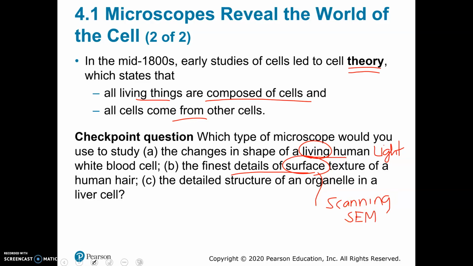And then finally, the detailed structure of an organelle. That's going to be inside of a cell, and so that's going to be the transmission electron microscope. So both of these are electrons. Sometimes this one's called the TEM, transmission electron microscope.